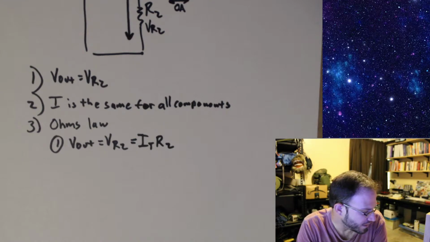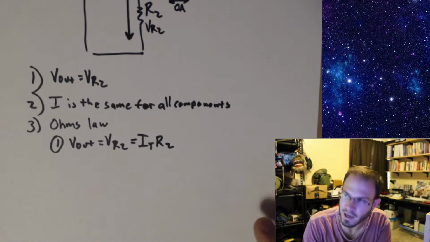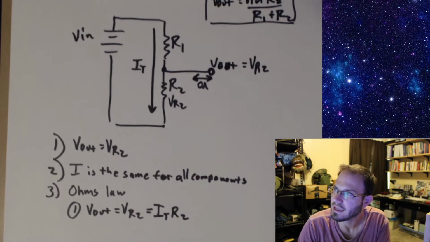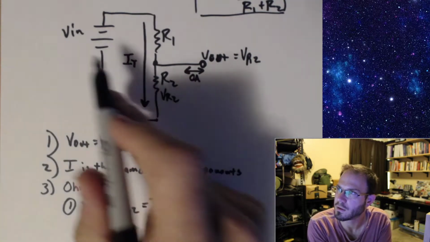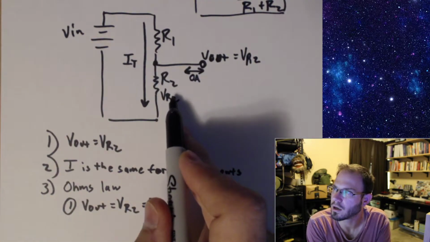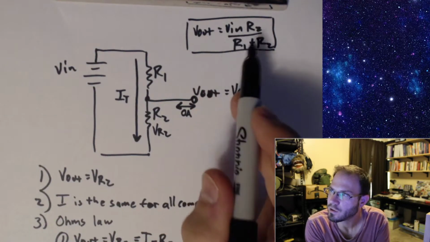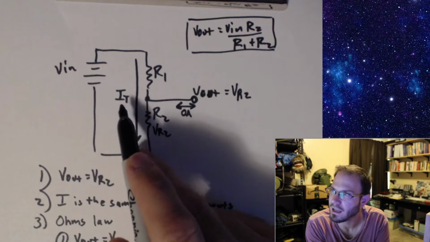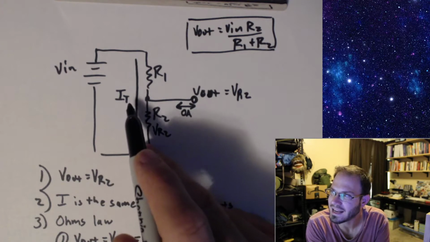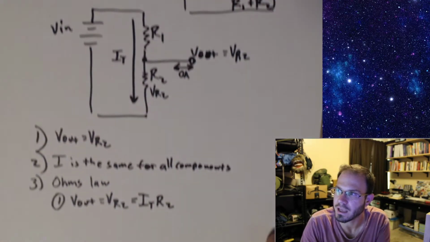Now, what we still need to do is define IT. Because again, I'm trying to write this equation in terms of V in, R1, and R2. There's nothing about IT in here. So I need to explicitly solve for what IT would be equal to in this circuit.